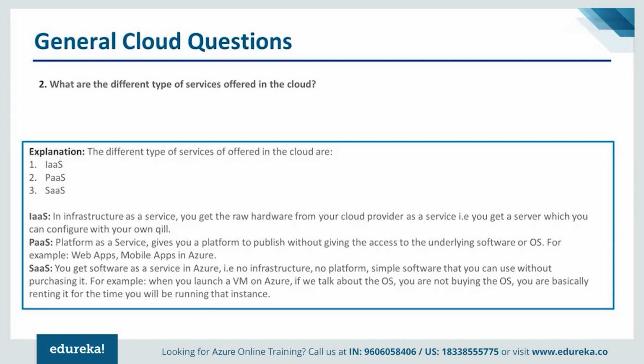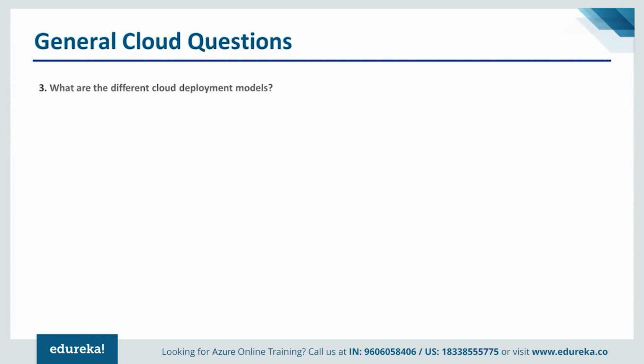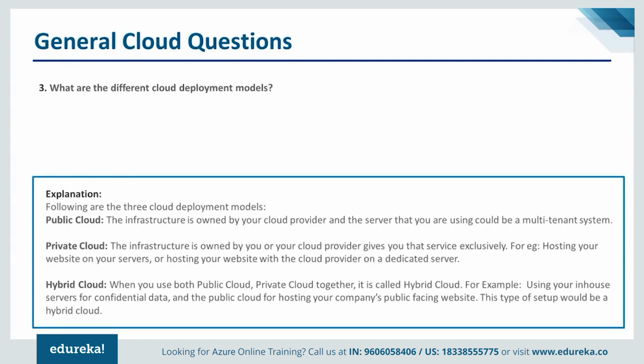Now let's jump on to another question. What are the different cloud deployment models? The explanation talks about three models which we have. One is public cloud, one is private cloud, and one is hybrid cloud. So let's take this with examples.